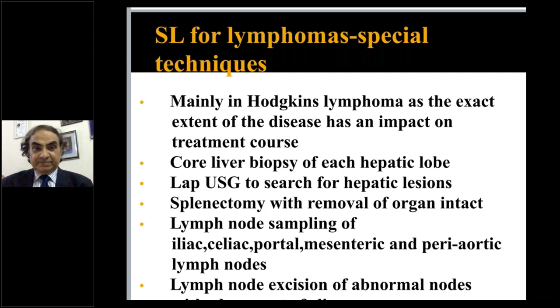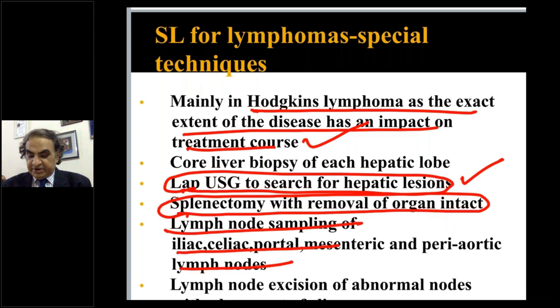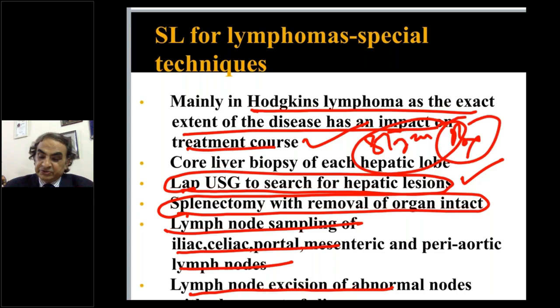Lymphomas, special techniques. Mainly in Hodgkin's lymphoma, for the exact extent of disease and impact on treatment course, you know that. Lap ultrasound to search for hepatic lesions is very important, that changes the stage. Splenectomy with removal of the organ intact, or lymph node sampling of iliac, portal, mesenteric and other lymph nodes. You can do lymph node excision if you think it is abnormal, and you can get a biopsy for staging.